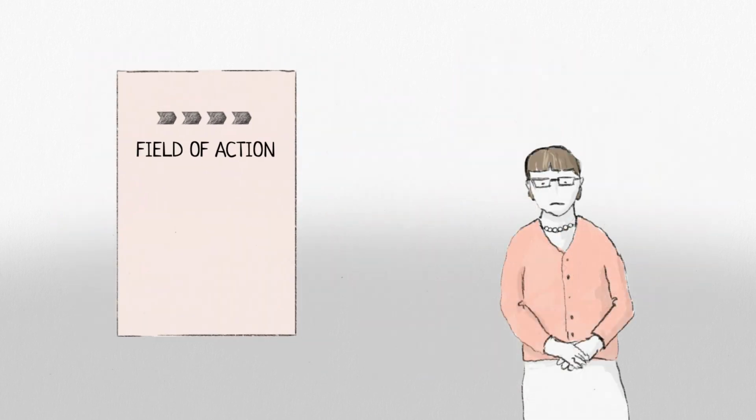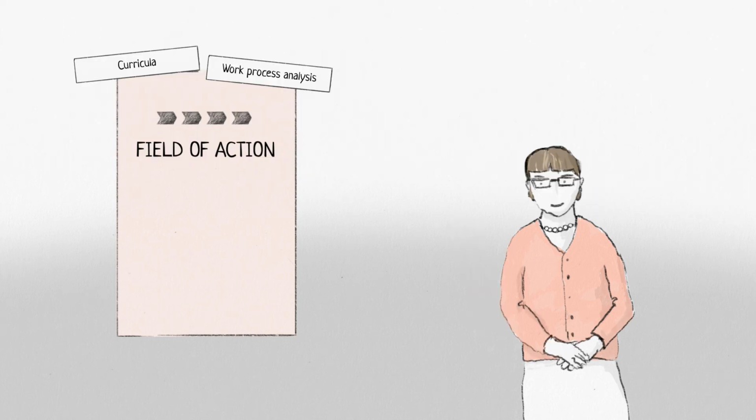Anna Berry trains plant mechanics in sanitary heating and climatic engineering. She wants her trainees to be as widely qualified as possible. To achieve this, she describes professional fields of action for her work. The work process analysis she's already created and the curricula of the occupational field are the central starting point for this. And she proceeds as follows.